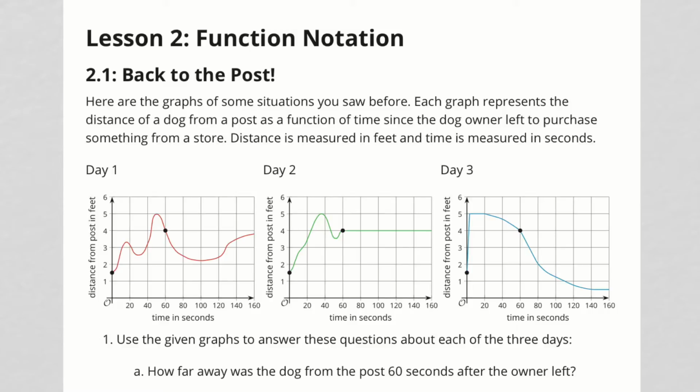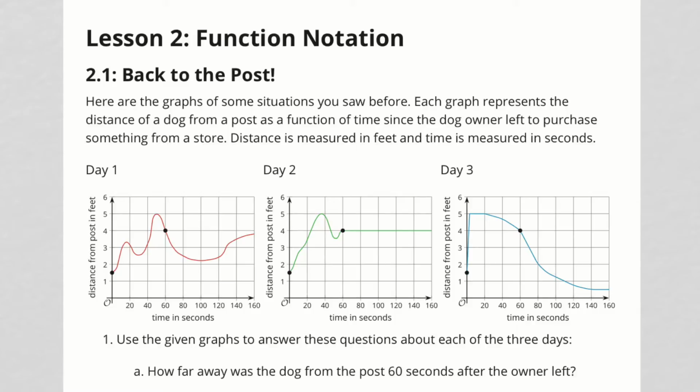Each graph here is going to represent the distance of a dog from a post as a function of time since the owner left to purchase something from a store. Distance is measured in feet and time is measured in seconds.